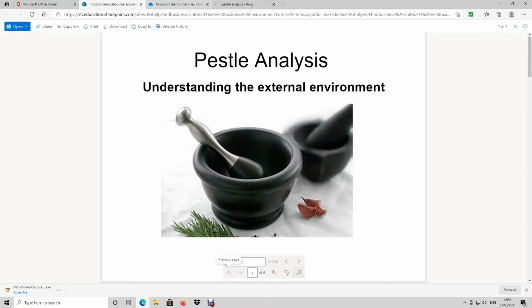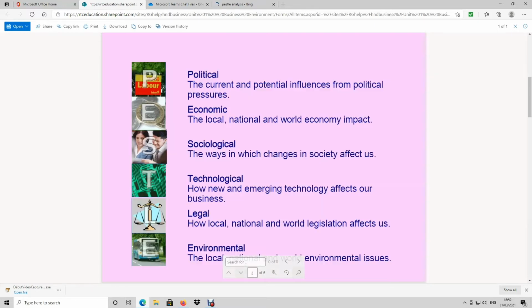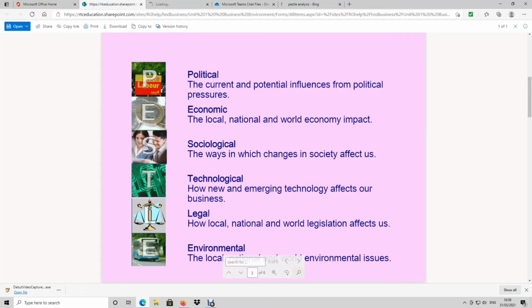Today we have PESTLE analysis, and I'm going to explain these factors that can impact and influence any business. Basically, we have six capital letters. As you can see here, we have P for political, E for economic, S for psychological, T for technological, L for legal, and E for environmental.